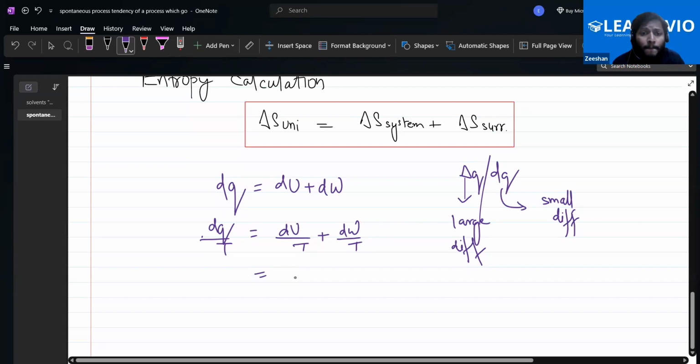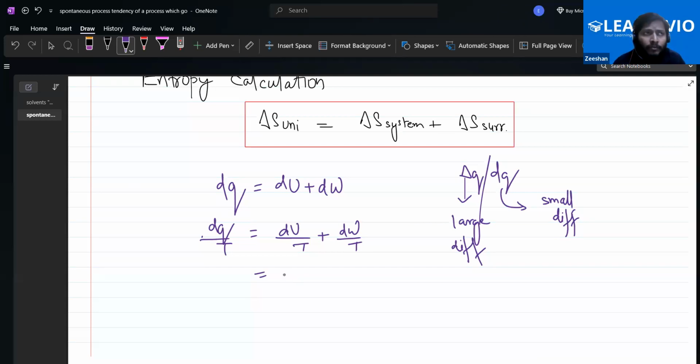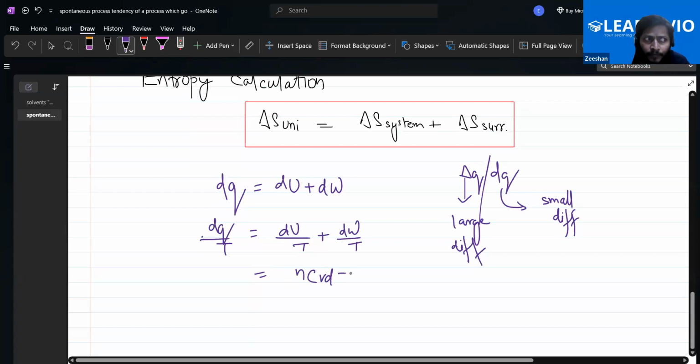U is nCvdT, right? You may remember the formula. See, the major formulas, you try to remember them always. You may forget some formulas, but the dU formula or PV is equal to nRT, if you forget these, it will be catastrophic to your study. So dU by T, we will change it to nCv dT.